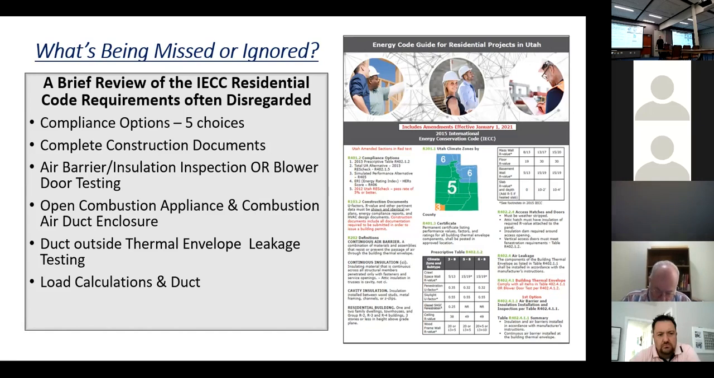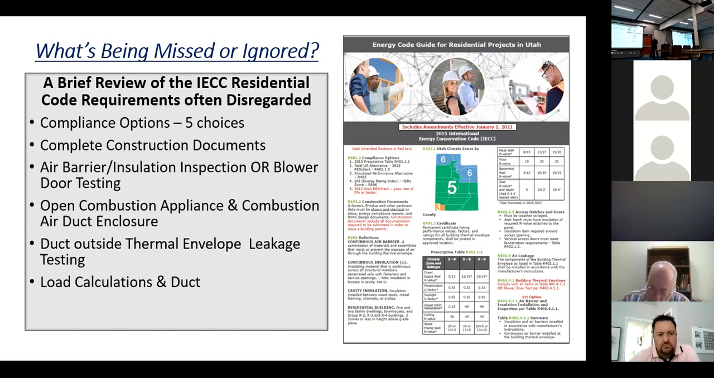And when I say complete construction documents, that means that if the walls are R19, then the plan should say R19. The res check should say R19. The load calculation should say R19, rather than 3 different R values. Same for windows, same for lots of things. So that's complete construction documents.